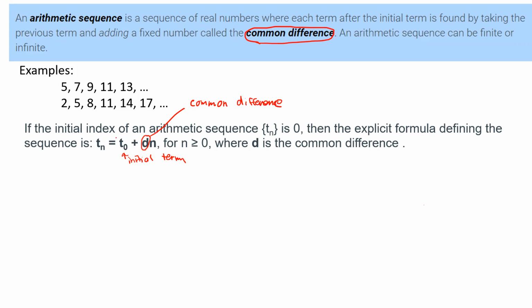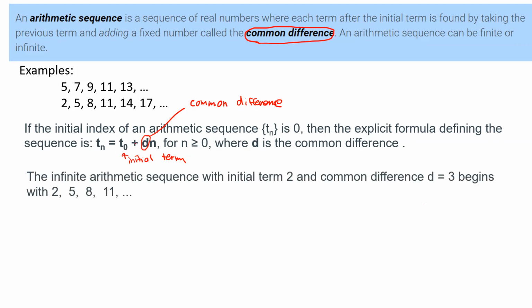Okay, so we start with the initial term, and then depending upon which n I'm at, I have added that many differences, that many D's. So here's an example: an infinite arithmetic sequence with initial term 2 and common difference D equals 3 would start at a 2, and then we would just keep adding a 3, and so we could go on and on that way.